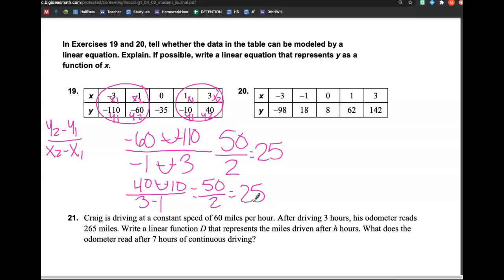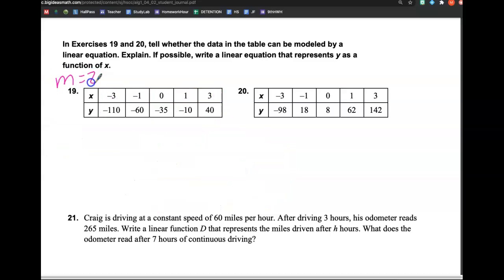So finding the slope between different points will also determine whether it has a constant rate of change. So now that I've found a constant rate of change, which is 25, I'm going to write it as a linear equation. Your linear equation is always going to be in the form y equals mx plus b. So I have the slope. I do know what the y-intercept is because when x is 0, y is negative 35. Therefore, y equals 25x minus 35.